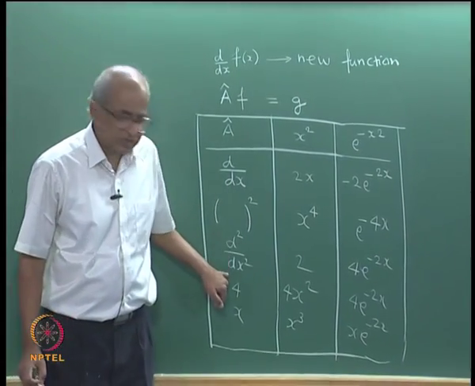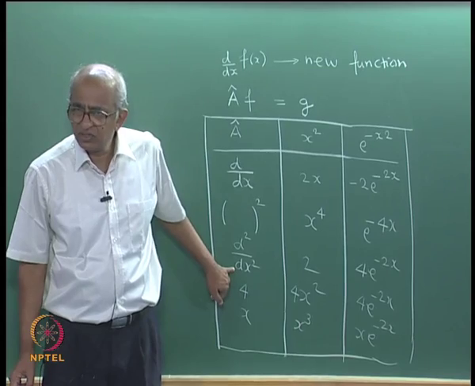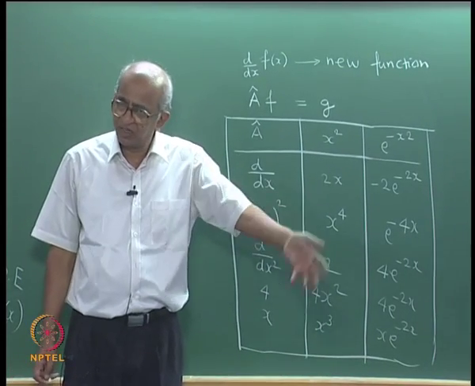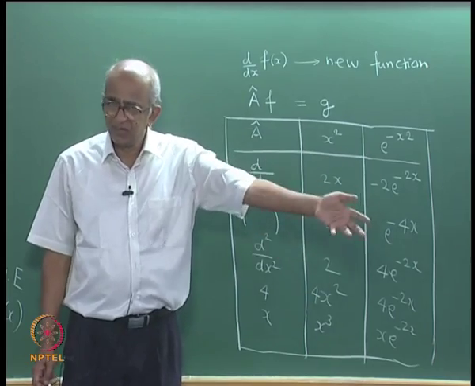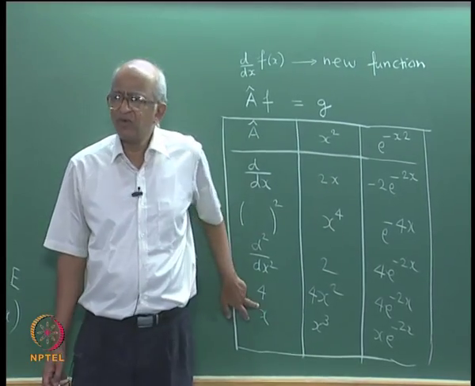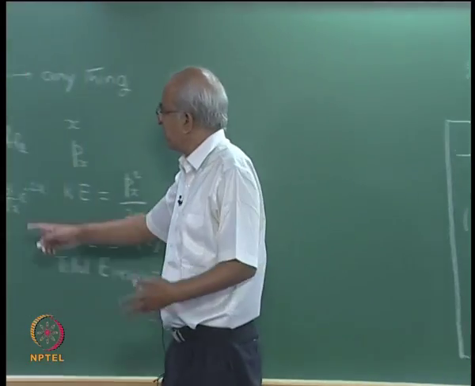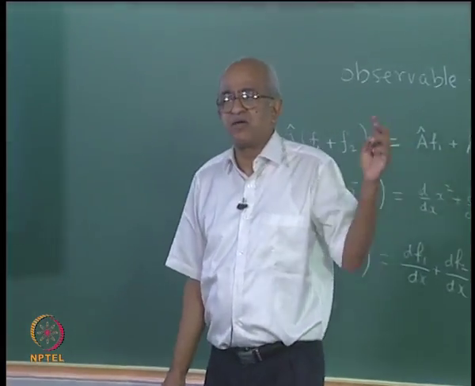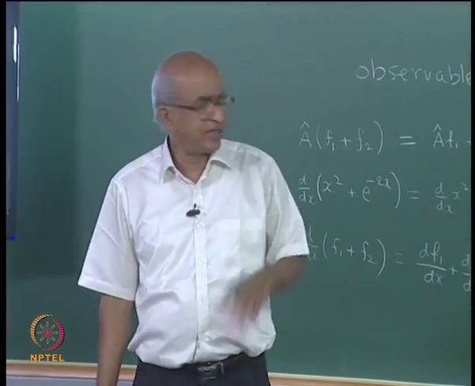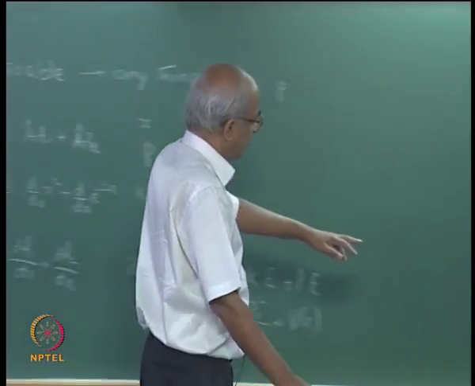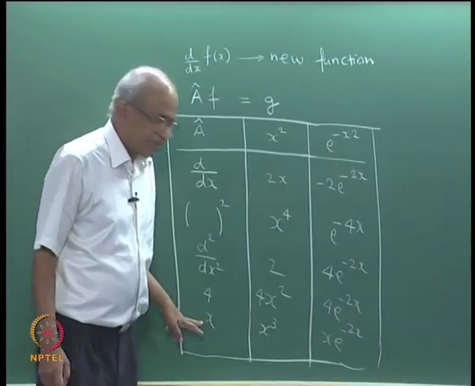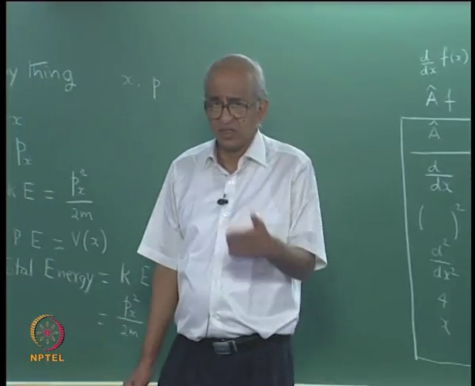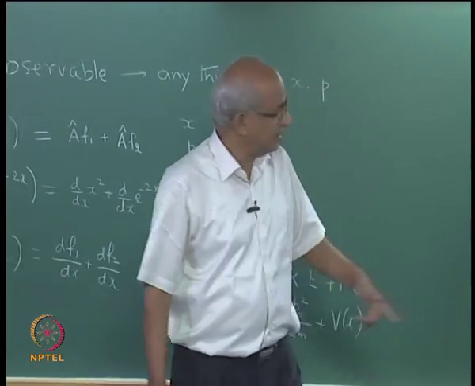Similarly, d square upon dx square also is a linear operator, because the second derivative of a sum is equal to the sum of the second derivatives. Multiplication by 4 is obvious. If you multiply f1 plus f2 by 4, it is equivalent to multiplying f1 by 4 and f2 by 4 and adding the two. So this also is a linear operator. Multiplication by x is another example of a linear operator, but notice that I did not discuss this one.